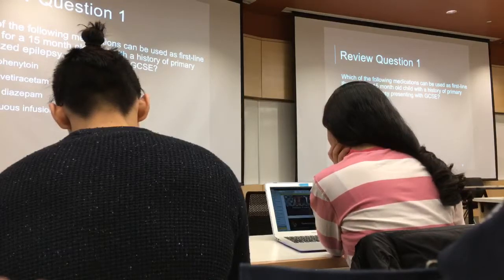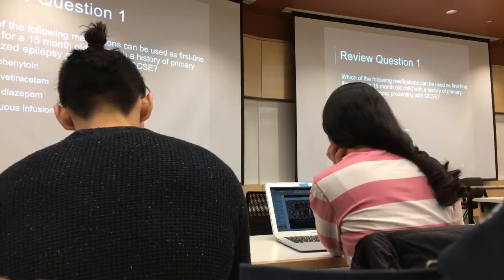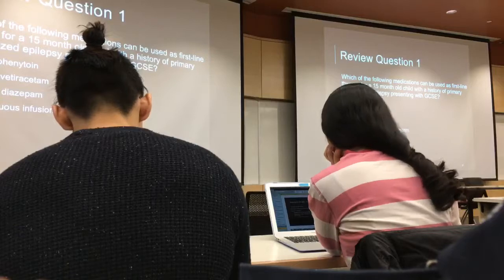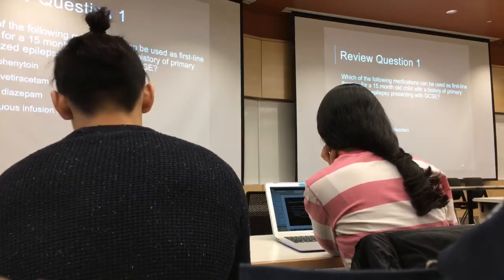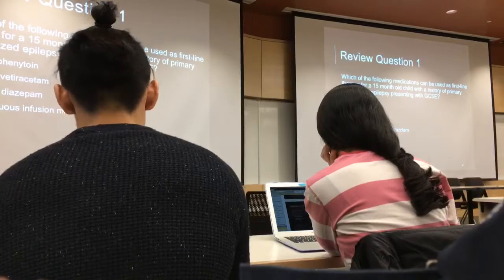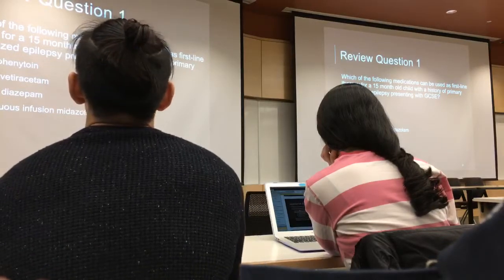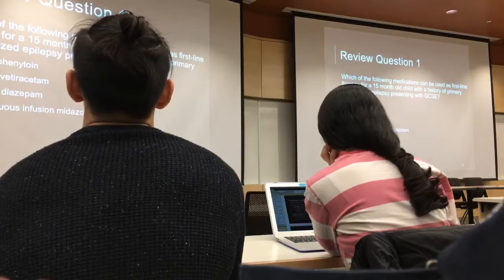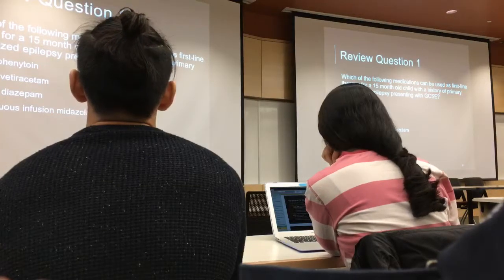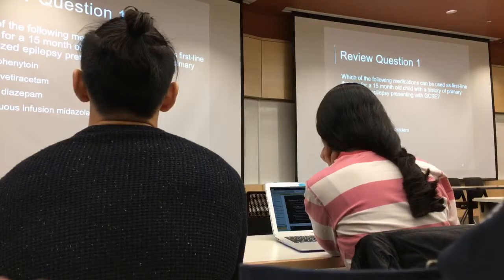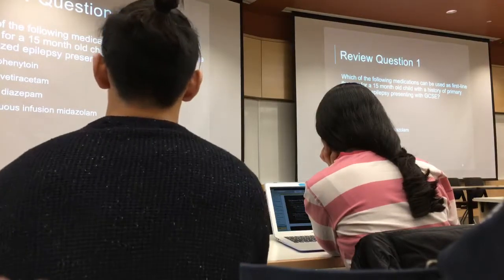So I know I just went over a lot, but we're just going to go over one review question. Which of the following medications can be used as first-line therapy for a 15-month-old child with a history of primary generalized epilepsy presenting with GCSE? Is it A, IV phosphenytoin, B, oral levetiracetam, C, rectal diazepam, or D, continuous infusion midazolam? I'll give you guys a second, and then we can go over the answers.